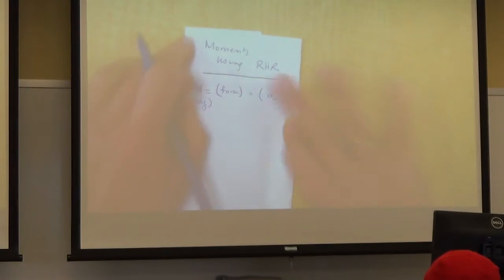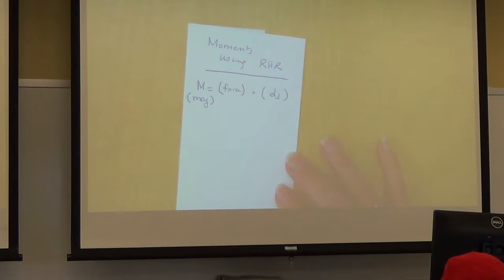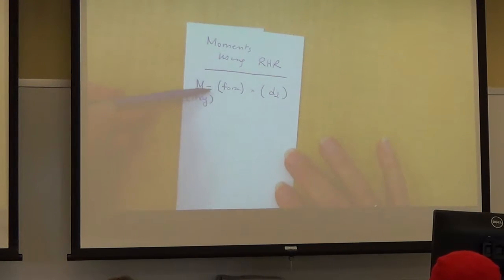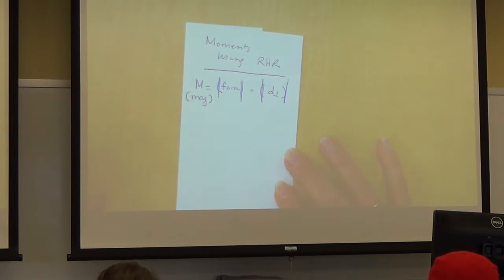Is a moment a vector or is it a scalar? It's a vector. Why is it a vector? Because it has a magnitude and it has direction. So when we use the right-hand rule, we take the magnitude of the force, and magnitude of the perpendicular distance, and then how do we find our direction?